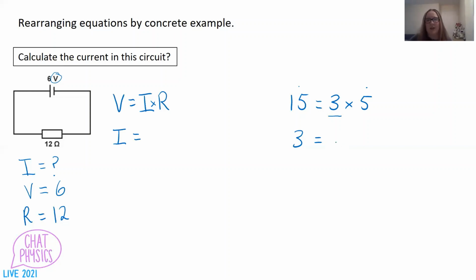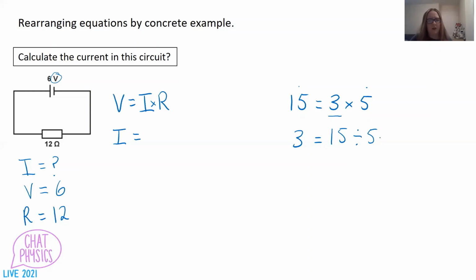So then you can say, okay, but we need to use 15 and 5 to get 3. So what do we do? And we will get to the stage where they say, okay, we need to divide. Now be very careful there. Which way do we need to divide? We need to do 15 divided by 5. Now we can double check.